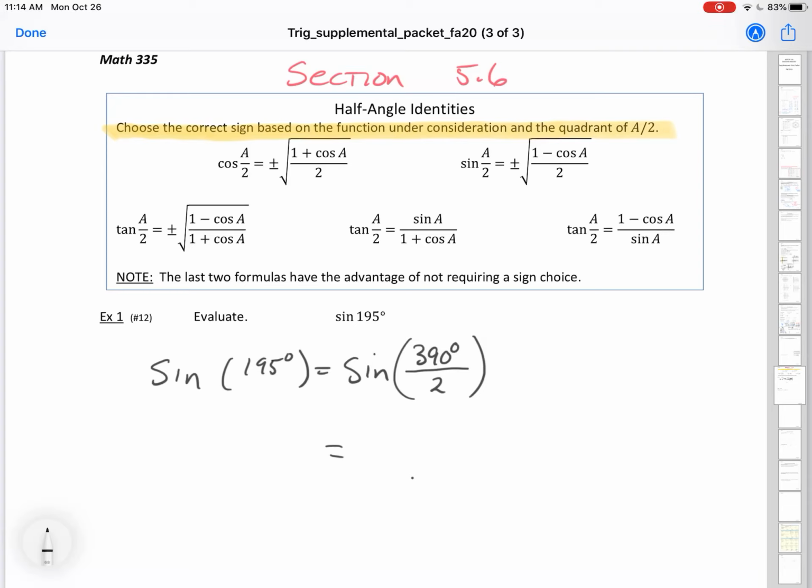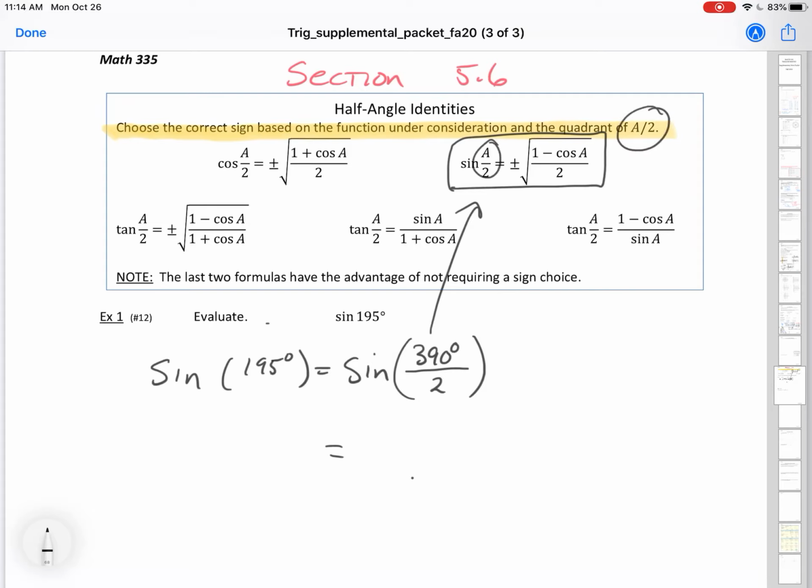So what is this? Well, think about where 195 is. We need to use this sine of a over 2 formula that's up here. So I point to it since it's right there. I have to first decide whether it's going to be positive or negative. So I've got to think about 195 degrees, because I need to take into consideration a over 2.